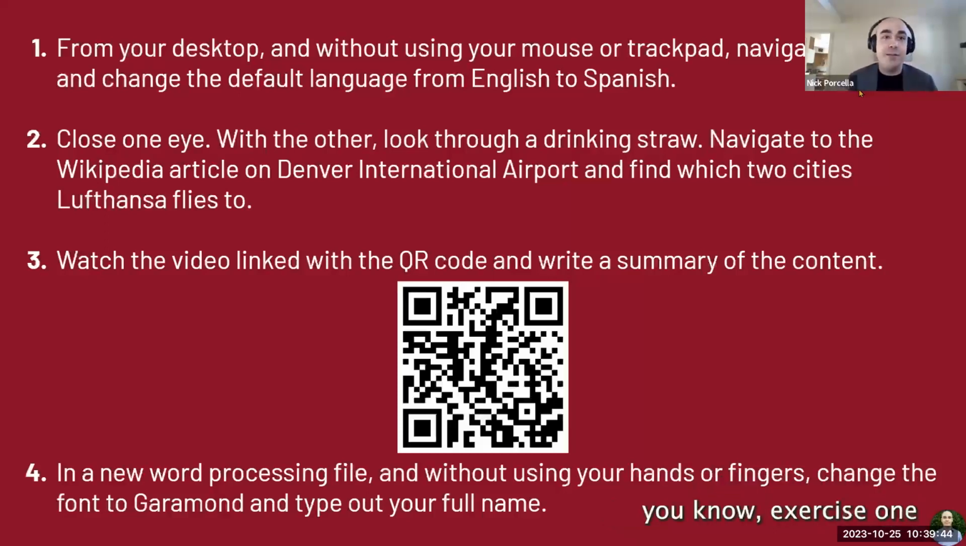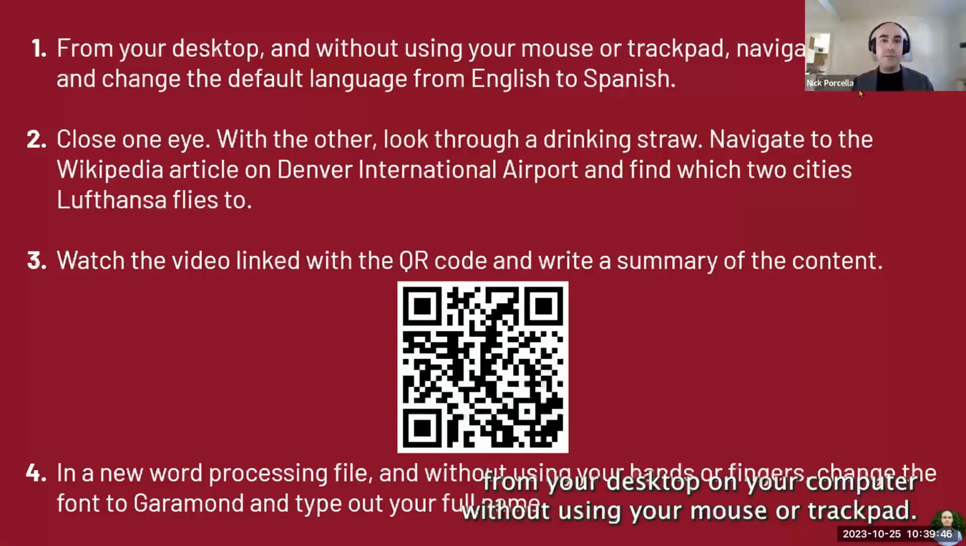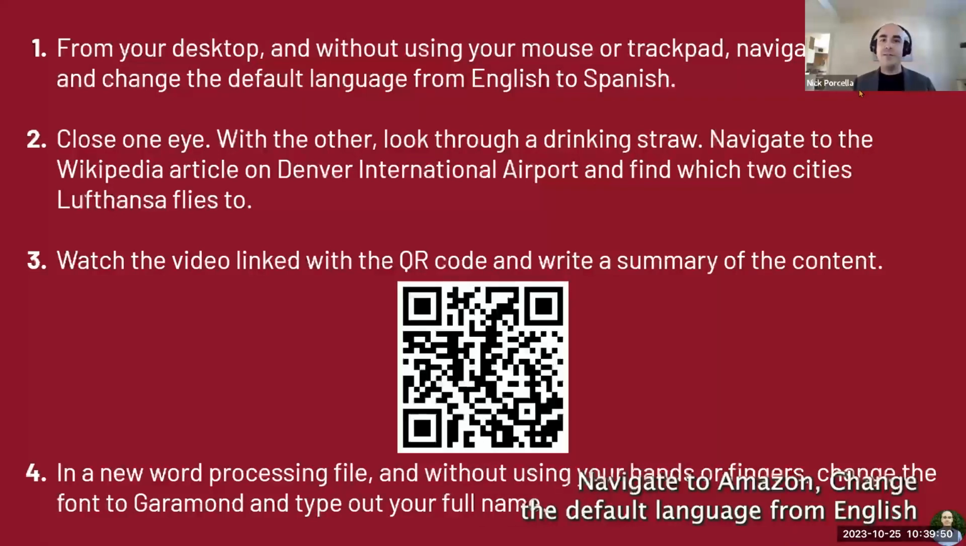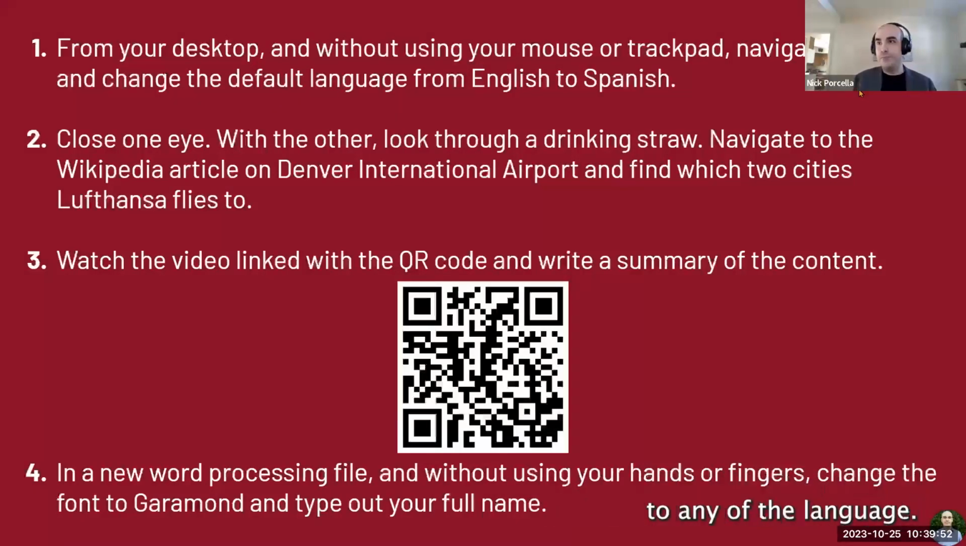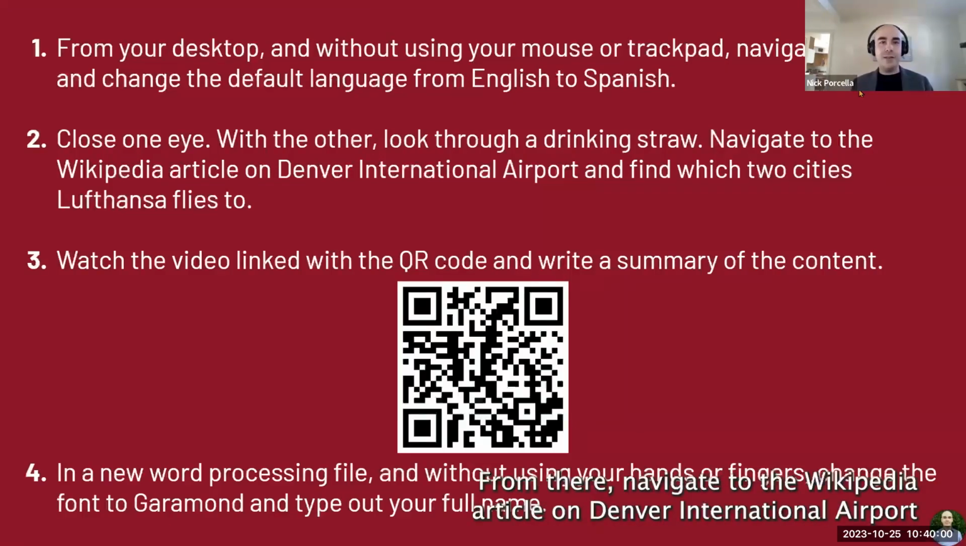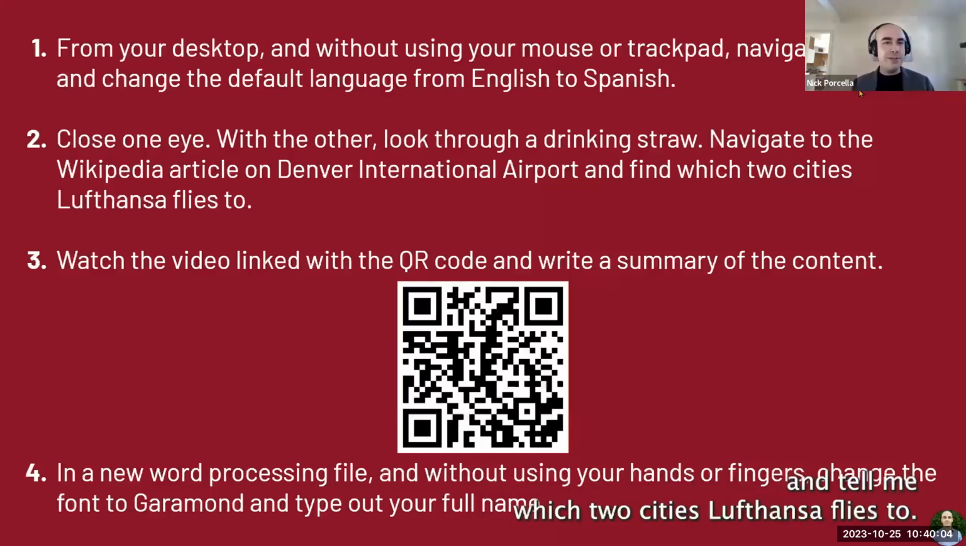Empathy exercise 1. From your desktop on your computer, without using your mouse or trackpad, navigate to Amazon and change the default language from English to any other language, Spanish, for example. In a second, close one eye and with the other look through a drinking straw. From there, navigate to the Wikipedia article on Denver International Airport and tell me which 2 cities Lufthansa flies to.